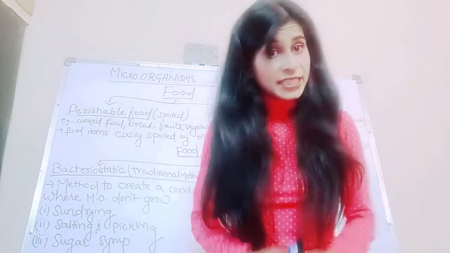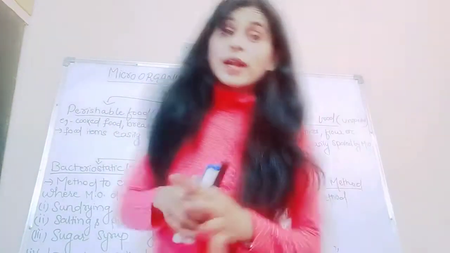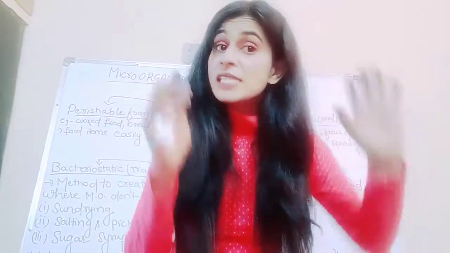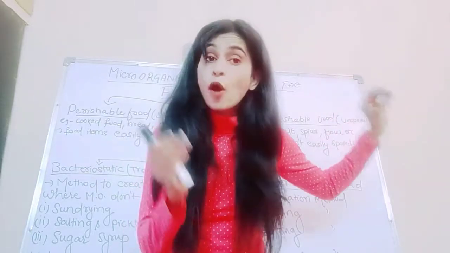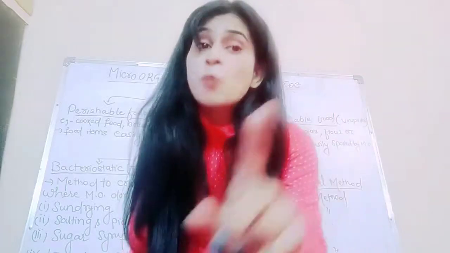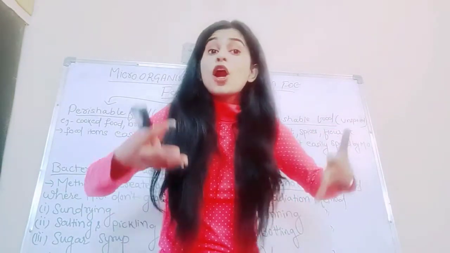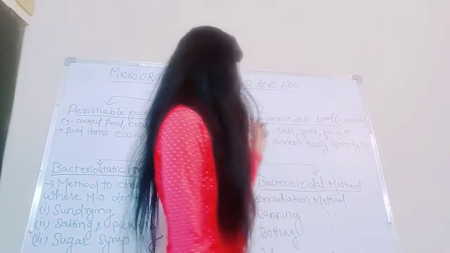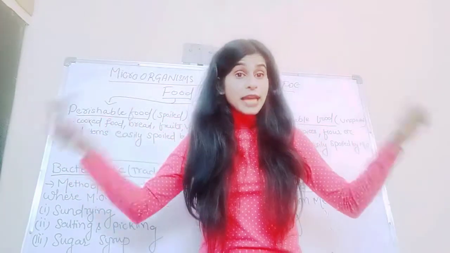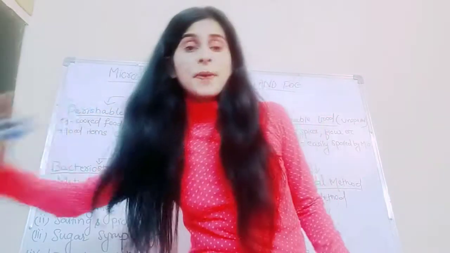So food can be categorized into two categories: perishable food and non-perishable food. Clearly, perishable food means the food which is easily spoiled by microorganisms, and non-perishable means non-spoiled or unspoiled food. The food which cannot be spoiled by microorganisms is called non-perishable food. Understood guys? The food can be categorized into two categories: perishable food and non-perishable food.